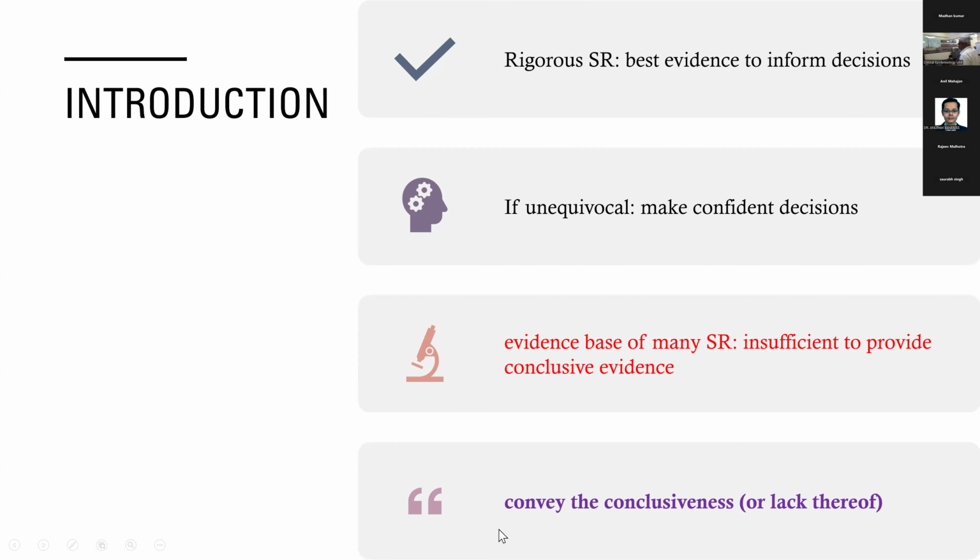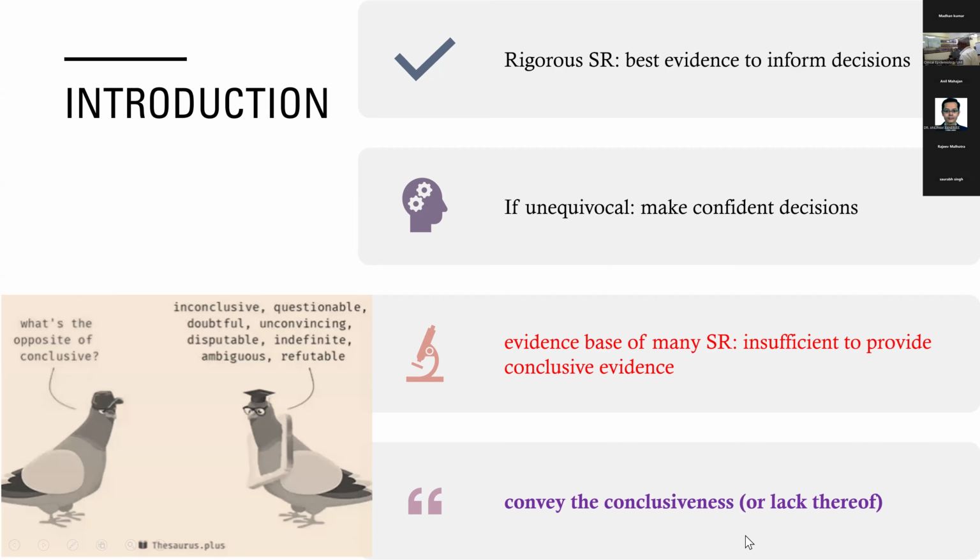Some people like the word inconclusive as the opposite of conclusive. Some people like the word questionable, doubtful, unconvincing, disputable, indefinite, ambiguous or refutable. So, there are other words beside the word conclusiveness or lack of conclusiveness, inconclusive or other words.